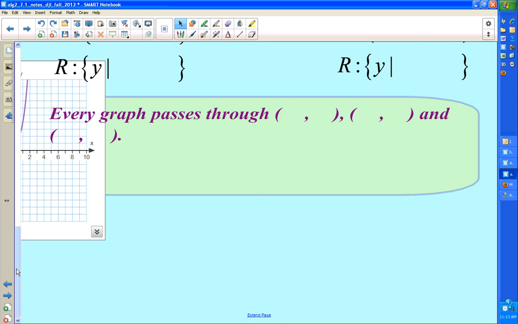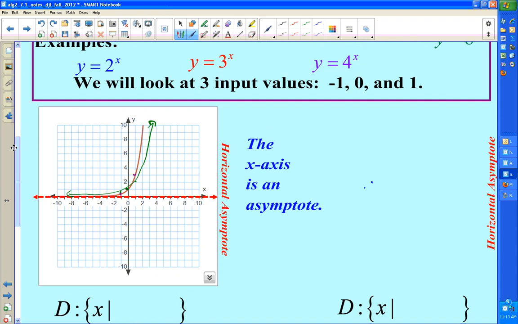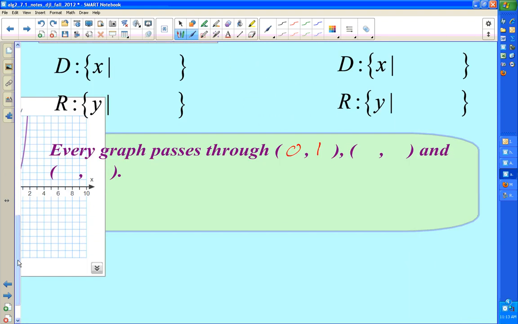So one of the points was (0, 1). That's the most obvious that they all go through. Now the other points aren't quite as obvious. But if you look at the points, you're going to see that these points are right 1, up whatever the number is that's being raised to a power. So (1, whatever your base is). And then (-1, 1 over whatever the base was). Those values are going to become important for us when we're graphing.